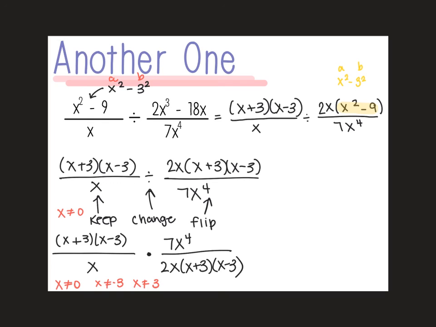Then I can cancel out any factors, so I have x plus 3 in the numerator and denominator. I have x minus 3 in the numerator and denominator. I have x to the 4th in the numerator, and I have 2 x's on the bottom, so if I cancel those out, I just have x squared left on the top. So altogether, I have 7x squared over 2.